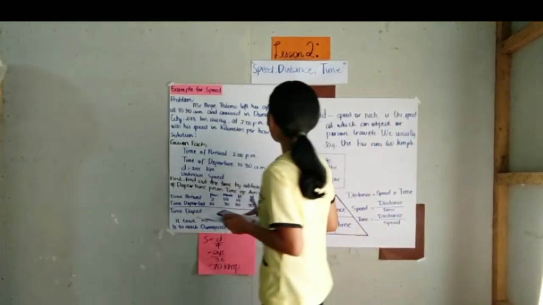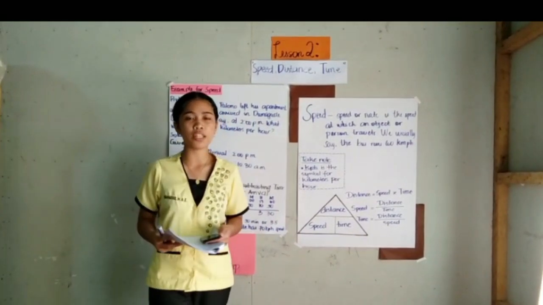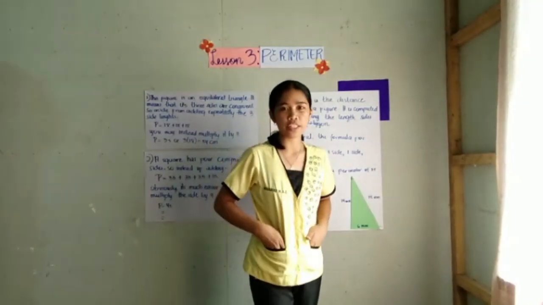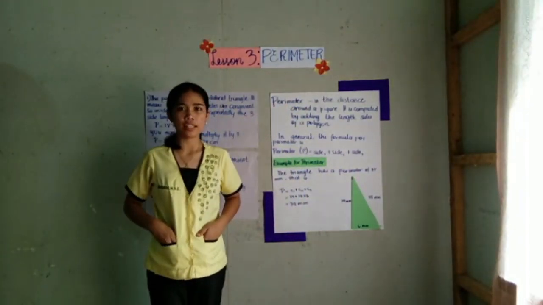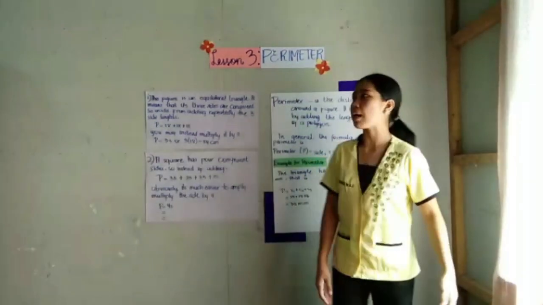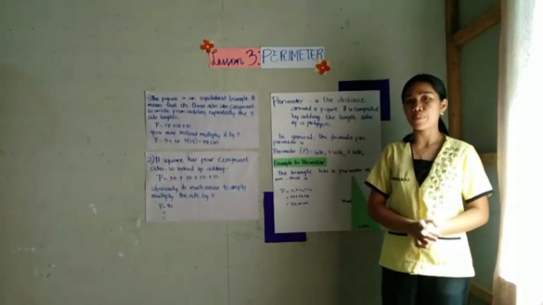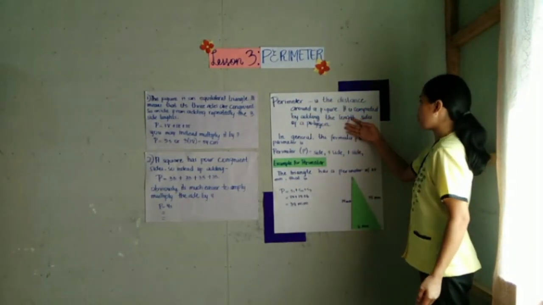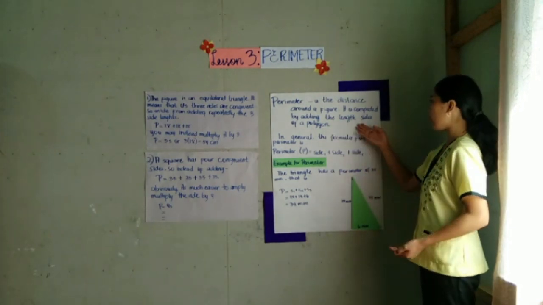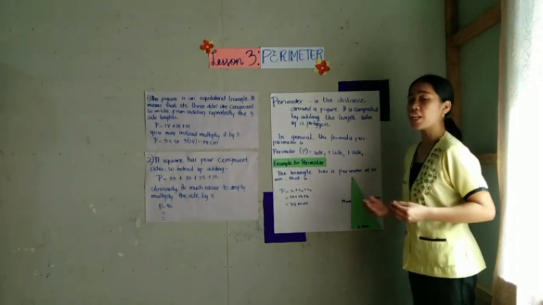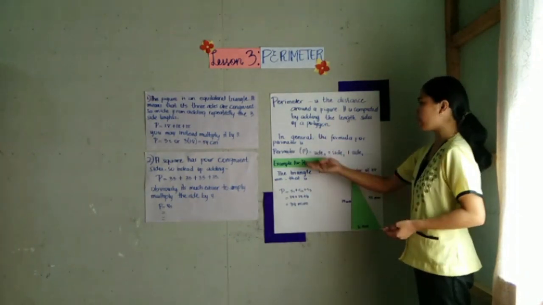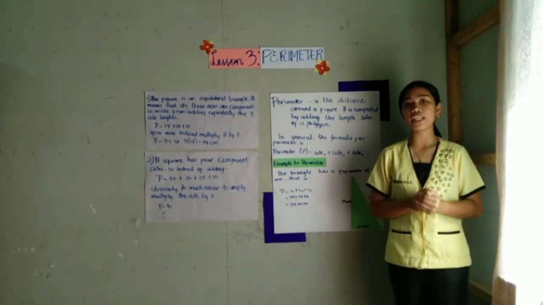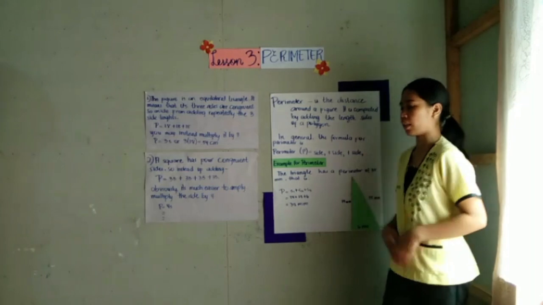So that's all for lesson 2. Now let's proceed to lesson 3. Lesson 3 is all about perimeter. So what is perimeter? When we say perimeter, it is the distance around a figure. It is computed by adding the side lengths of a polygon. In general, the formula for perimeter, or P, is equal to side 1 plus side 2 plus side 3, and so on and so forth.